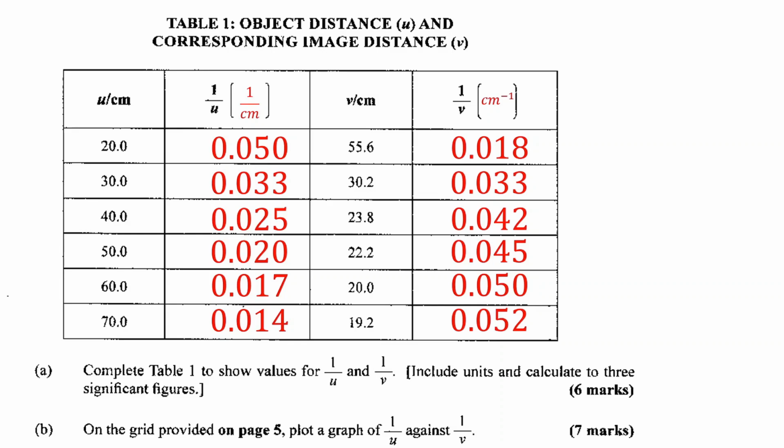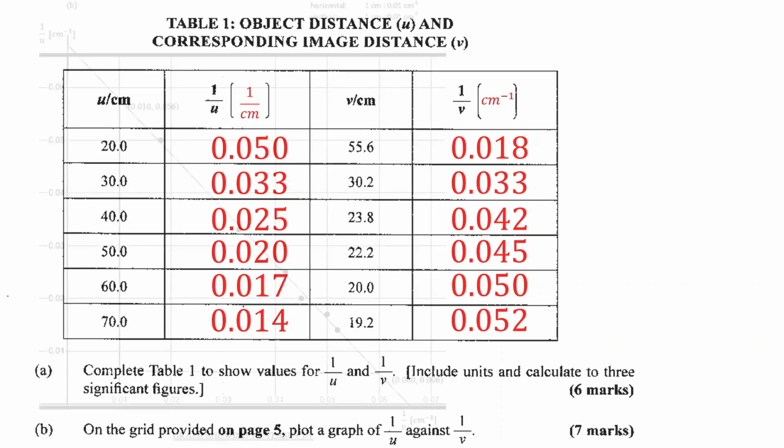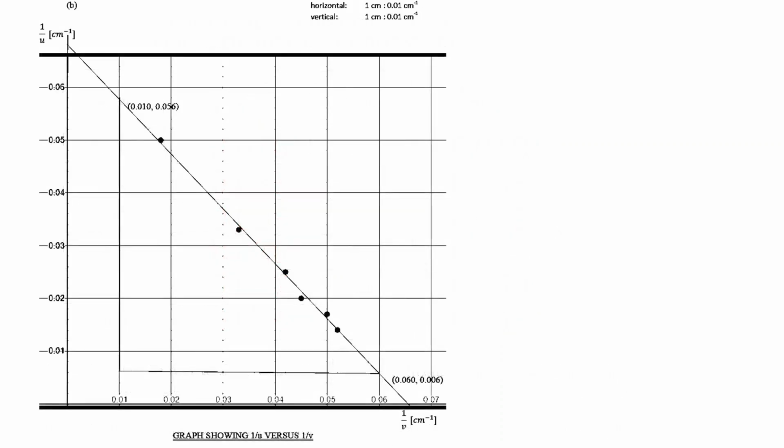So you're to then plot those values and your graph would look like this. The breakdown of the 7 points is as follows. You'll get 1 point for choosing a suitable scale. Please make sure that you state your scale. As you can see here at the top, I have that it's 1 centimeter to every 0.01 per centimeter, or centimeter to the negative 1 power. Same thing goes for the vertical scale.